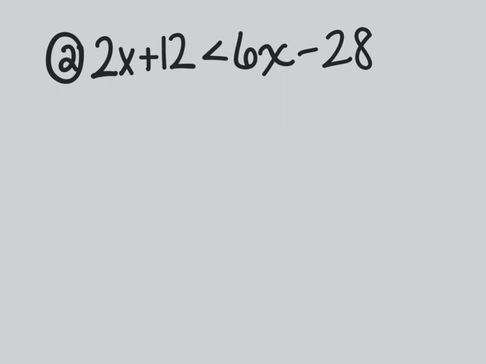So if you're still hanging on here, that means you might want another example or two, which is awesome. So let's get started. We're going to kind of draw our line down the center here as we solve this inequality. So we have 2x plus 12 is less than 6x minus 28.